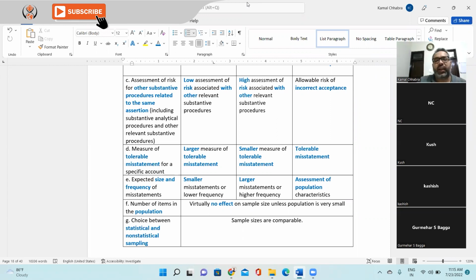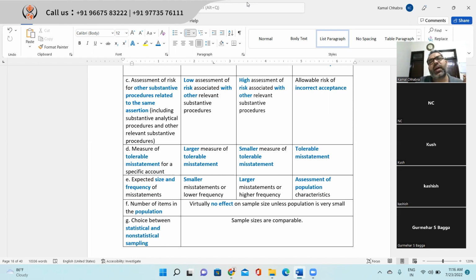So how much comfort you have gained already from the procedures you have performed, accordingly you will be putting the risk on the other activities which you are planning to perform. If the risk assessed is low with the other relevant procedures which you have performed, then the overall number of samples you need to test will be low. For example, account receivable. For account receivable, the balance is 100% reconciled from subledger to general ledger and to the balance sheet.